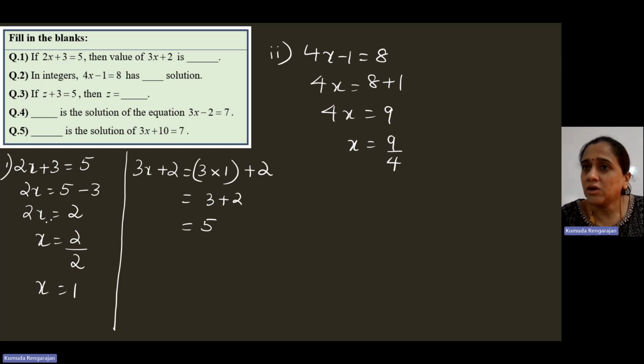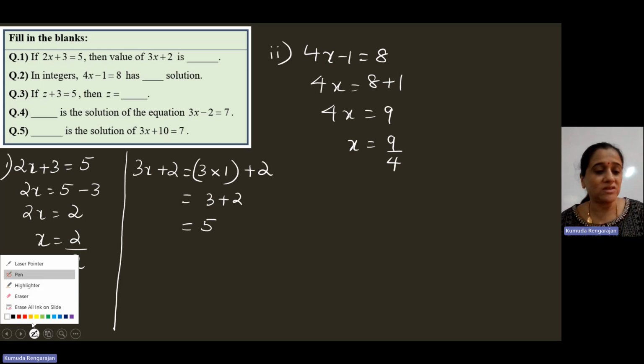9 by 4 is not a natural number. It is not a whole number. It is not an integer. It is a fraction, which means it is a rational number. It's of the p by q form. So this equation does not have a natural number as a solution, does not have a whole number as a solution, does not have an integer as a solution. Its solution is a rational number. So the answer to this is: in integers, 4x minus 1 is equal to 8 has no solution. 9 by 4 is the only solution.